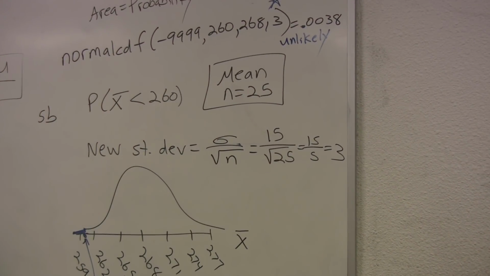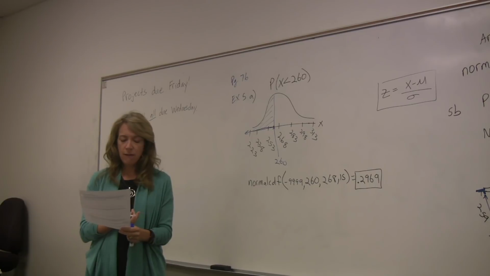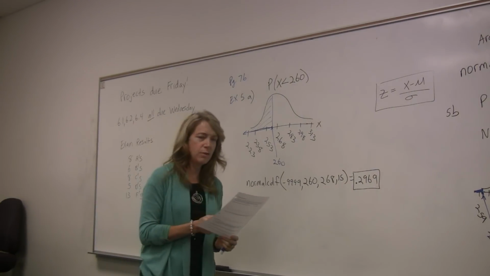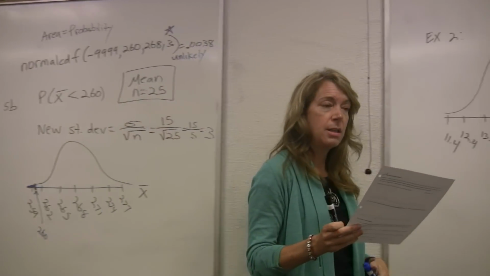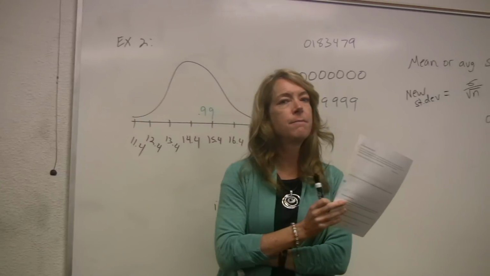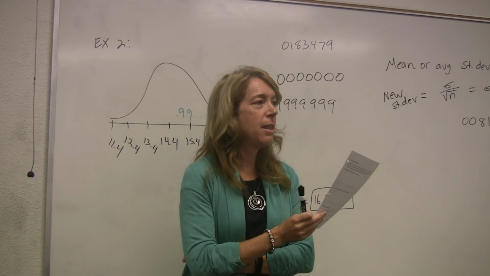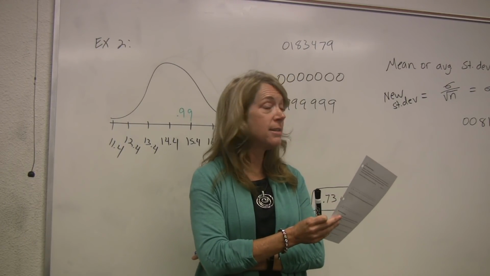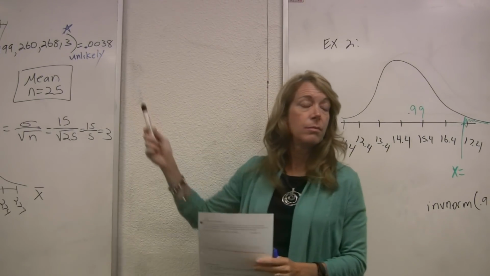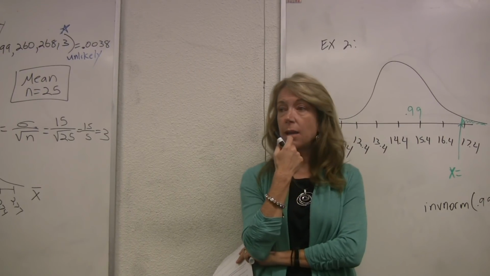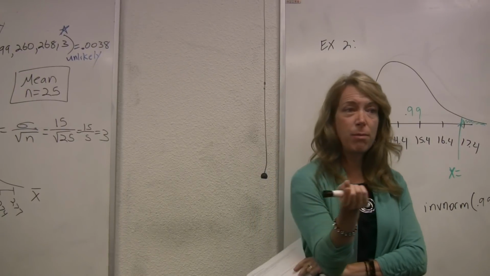So look at the question there. Part C. If 25 women do have a mean less than 260, so something's really unlikely, but then it happens, does it appear that the diet had an effect? These 25 women all went on the same diet, and then they all had an average pregnancy less than 260, something that we know is unlikely to happen. What would you say? I got a couple people nodding.